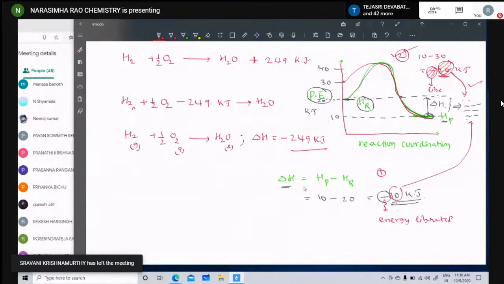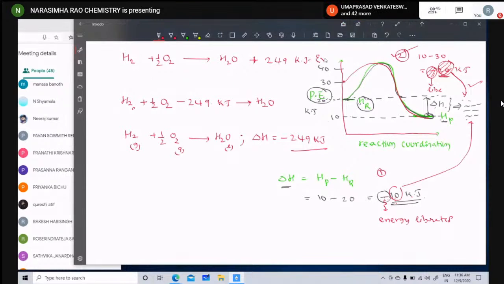Okay. Now for exothermic reaction, this is the expression, as I already told you, children. This is the exothermic reaction expression. This is also an exothermic reaction expression. This is also an exothermic reaction expression. For exothermic reactions, the enthalpy of reactant is greater than the enthalpy of product. It's clear. Now observe, children.